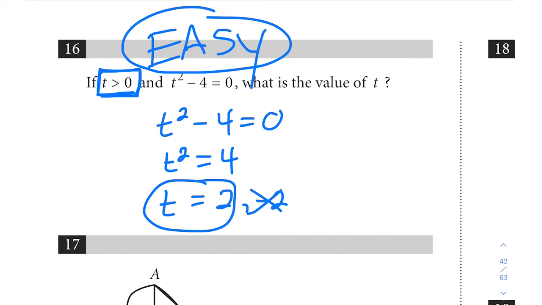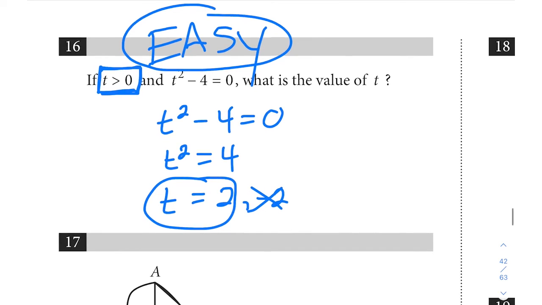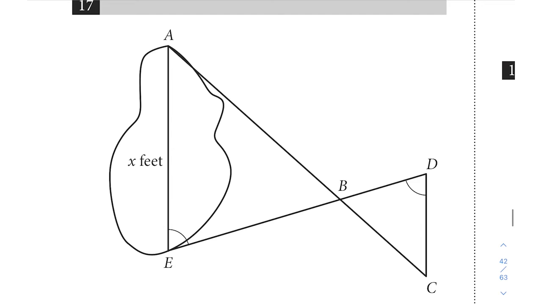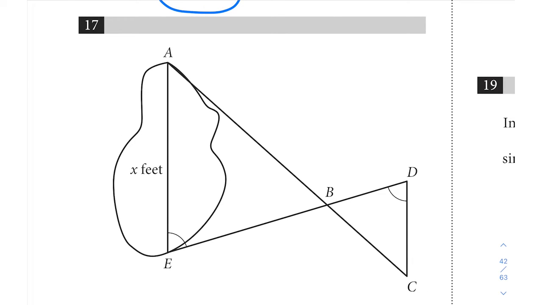So this question can be as straightforward as what we see here, and sometimes those restrictions can seem intimidating, but if you look past those, oftentimes you'll find a much easier equation that you can solve intuitively, pick an answer, and then move on. And that's exactly what we see with number 16. Let's move ahead to number 17.